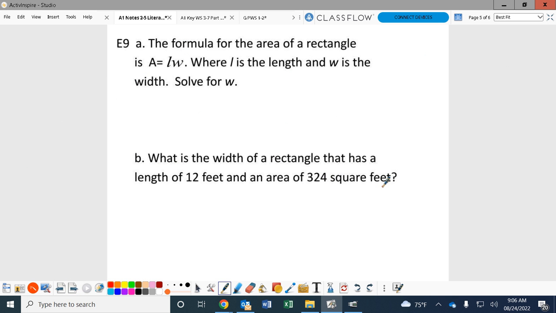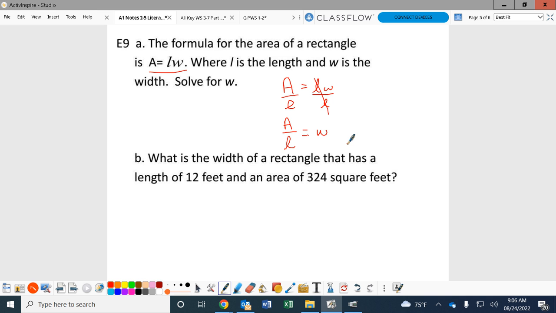Okay. So we've got a formula. They tell you the formula right here. Write it down. Area equals length times width, where L is the length and W is the width. We need to solve for W. Guys, we're just trying to get the W by itself. What's keeping the W from being by itself? The L. Just divide by L. It makes it A over L is equal to W. That's it. You're done with that one. Don't make them harder than they are.